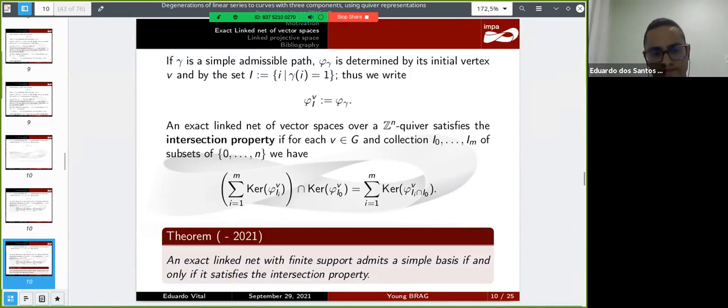And here a theorem: an exact linked net with finite support admits a simple base if and only if it satisfies the intersection property. All right. So what this theorem says, when an exact linked net admits a simple base, it means that this linked net decomposes as subnets of dimension 1. So in general, admitting a simple base is a global condition, and satisfying the intersection property is a local condition in each vertex. All right, so you are characterizing a global section with a local property. All right, it's if and only if.